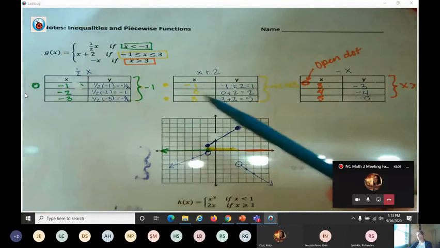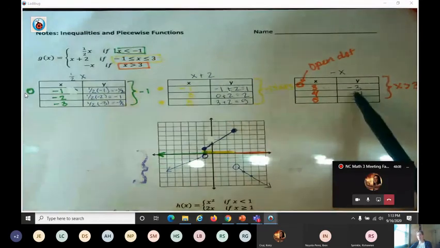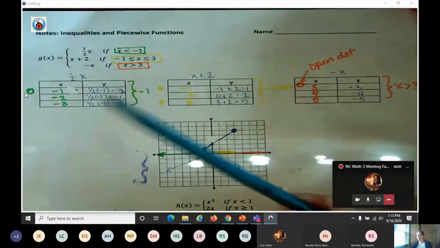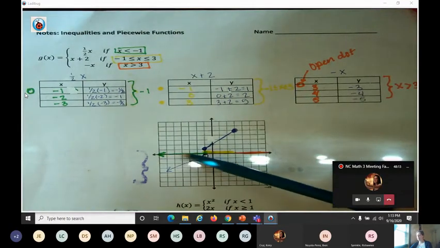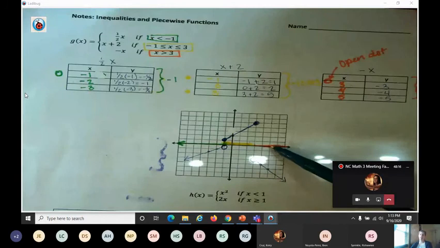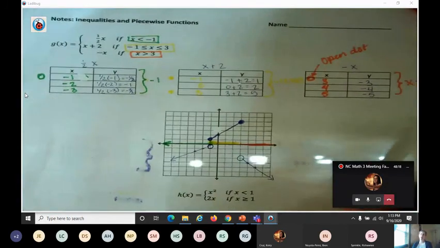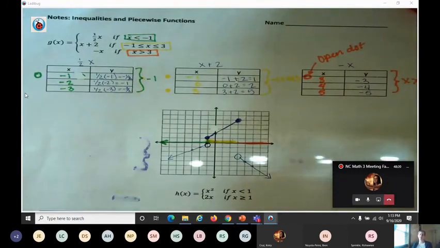I split it up into my 3 different tables. I labeled how my dots were going to be the whole way. And I've indicated where my sections were on my x-axis as I went. What questions do you guys have about this process?